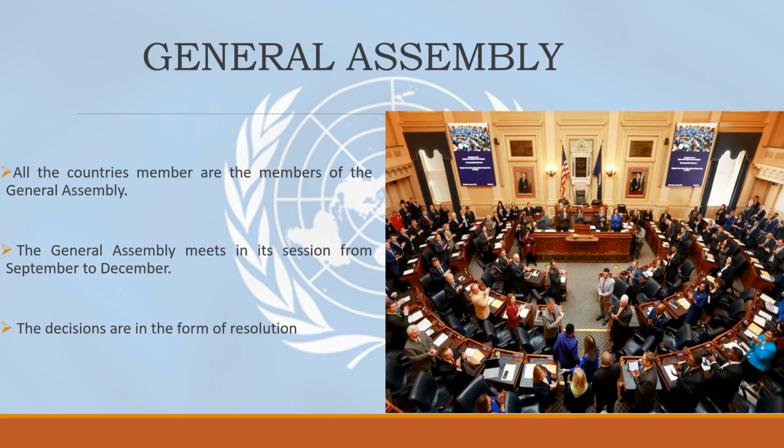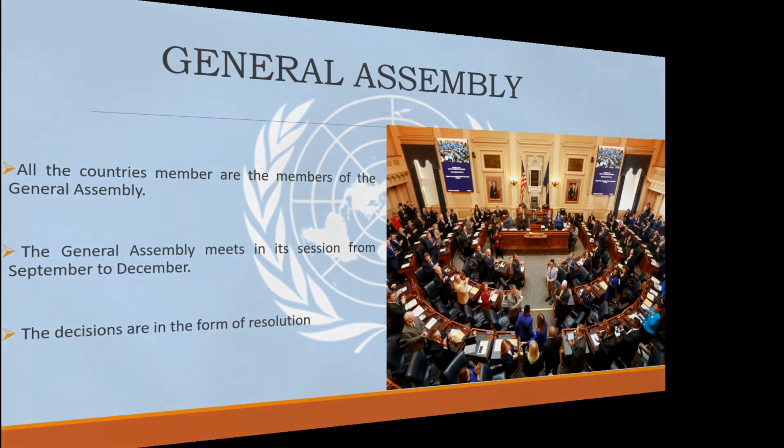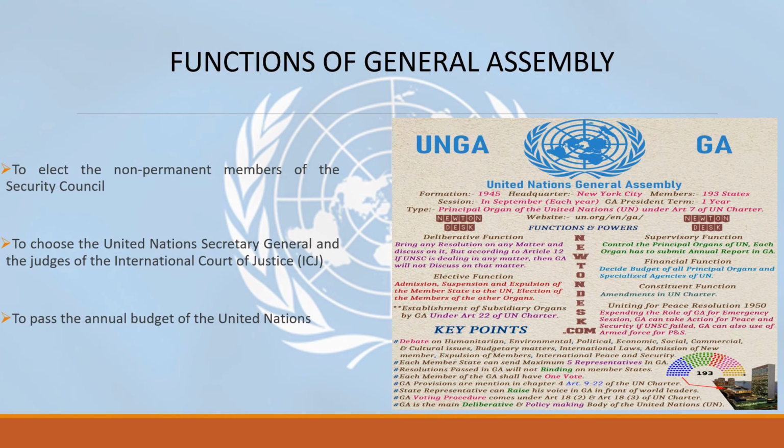Let us move further. Functions of the General Assembly. To elect the non-permanent members of the Security Council. Next, to choose the United Nations Secretary General and the judges of the International Court of Justice in consultation with the Security Council. The passing of the annual budget is done by the General Assembly of the UN.